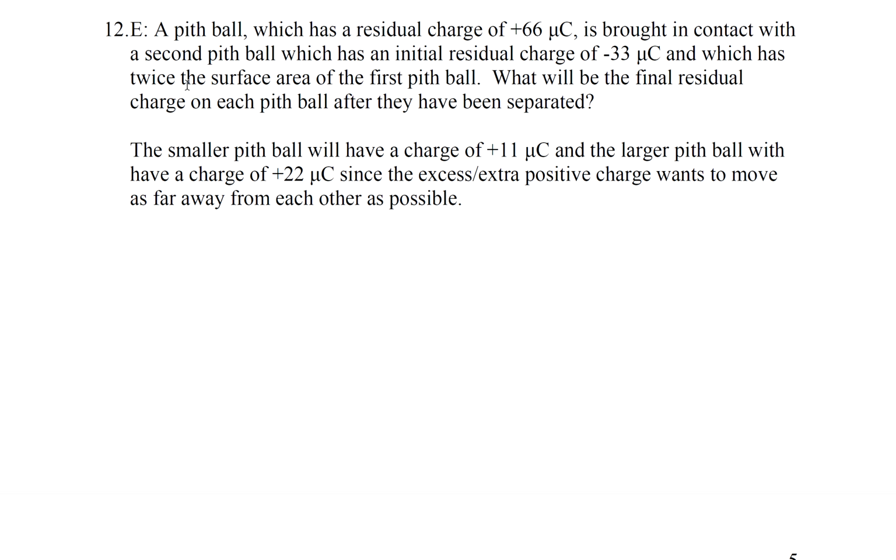So one pith ball has twice the surface area of the other. That means that one pith ball is going to get twice as much excess charge. Because remember, the extra charge wants to be as far away from each other as possible. So 66 minus 33 is plus 33. 33 times 2/3 is 22. And 33 times 1/3 is 11. So one pith ball is going to get plus 22 microcoulombs. And the other pith ball is going to get plus 11 microcoulombs.